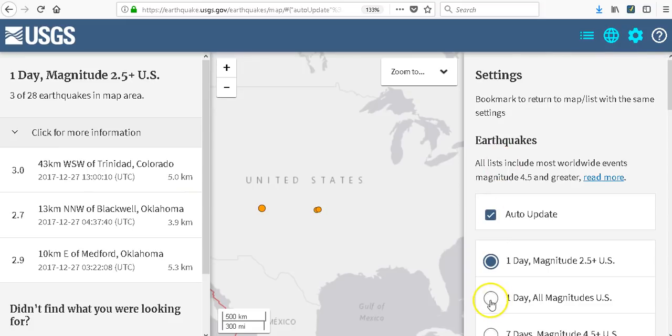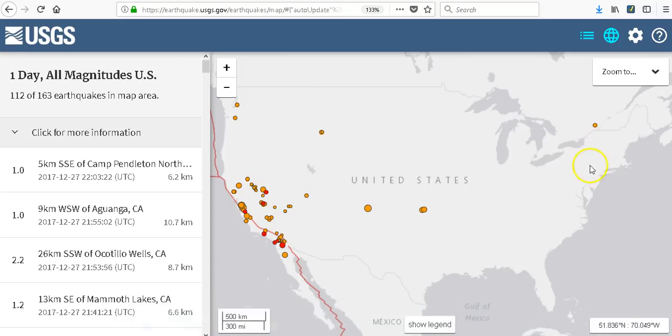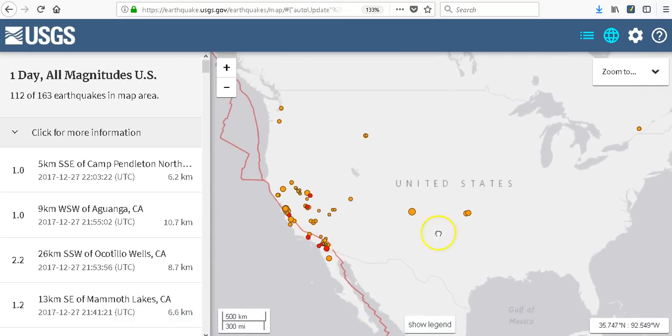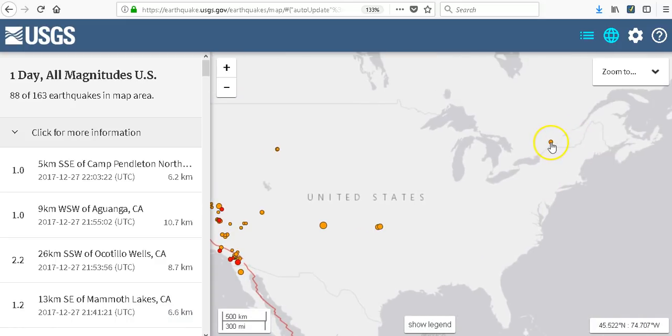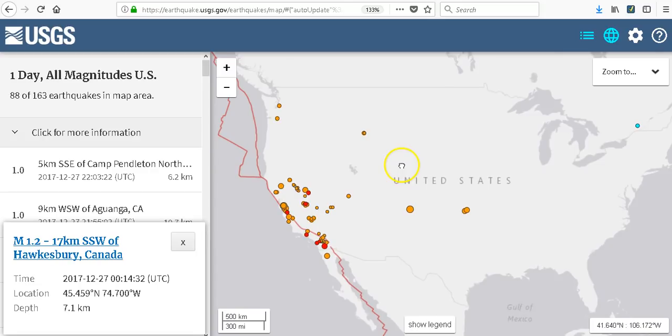Let's go to one day all magnitudes. Oh, well, I was kind of wrong. But, hey, there's one. There's a 1.2, 7.1 kilometers in depth. I am very surprised there are not more earthquakes, guys. I'm very surprised. This actually might not be a good thing that there's no earthquakes, because that could mean the pressure is building and it's not being released at all.